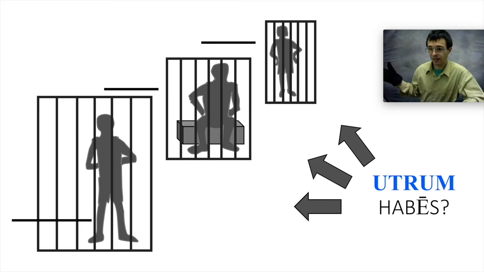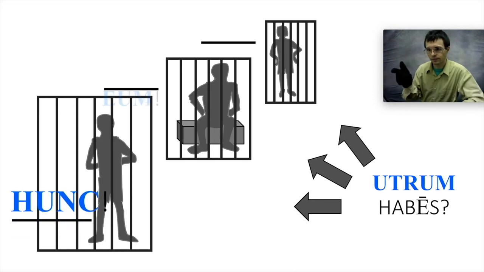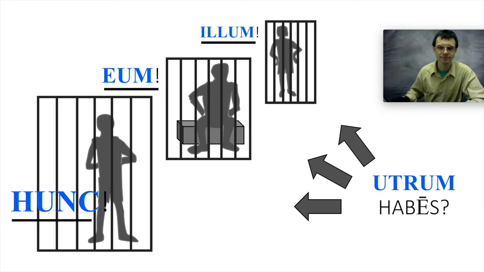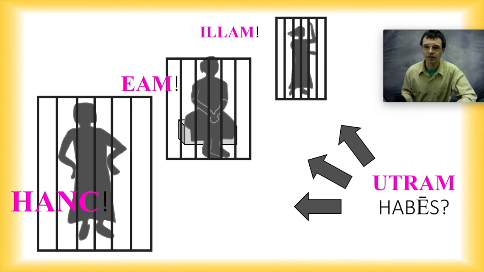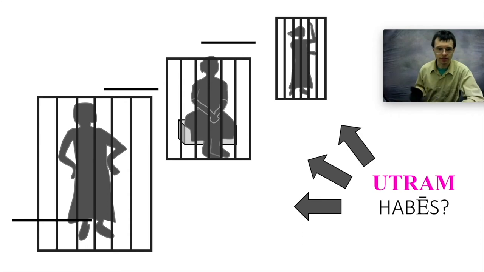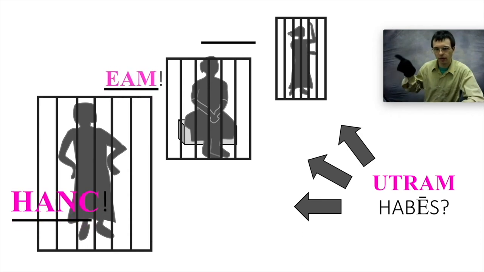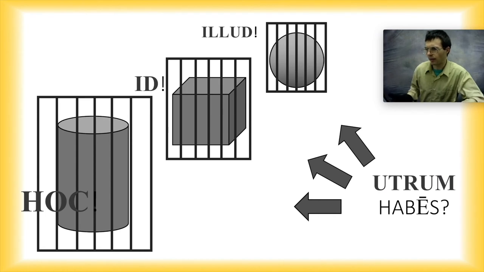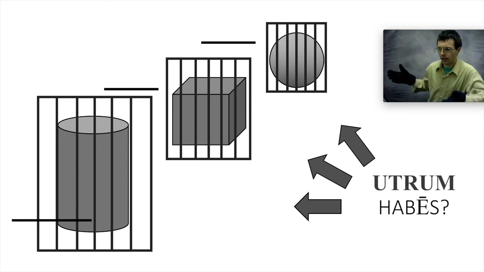Utrum habes. If I ask utram habes, you can say hanc, eam, illam. Utram habes. If I ask utrum habes, and it's neuter, obviously, from the picture, not masculine, you can respond hoc, or even hoc ce, this one here, or id, or illud, illud ce. Utrum habes.